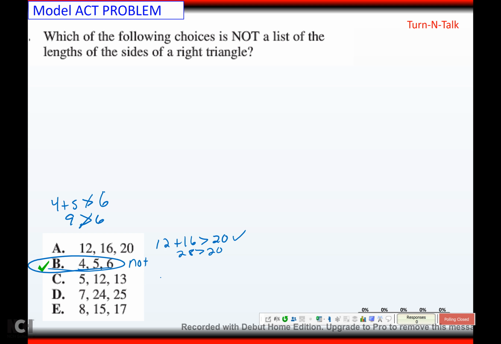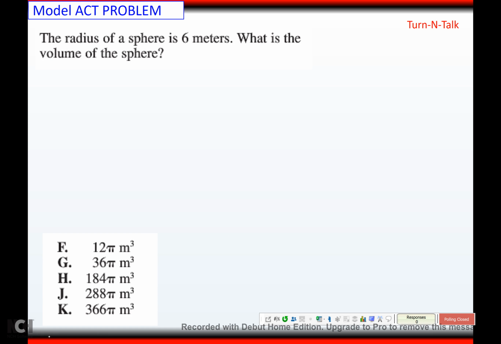And we could check the other ones. 5 plus 12 is greater than 13, because that's 17. 7 plus 24 is 29, which is greater than 25. And 8 plus 15 is greater than 17, because that's 23. So all the rest of them work except for B. Okay? All right, hit pause, come back when you're ready.